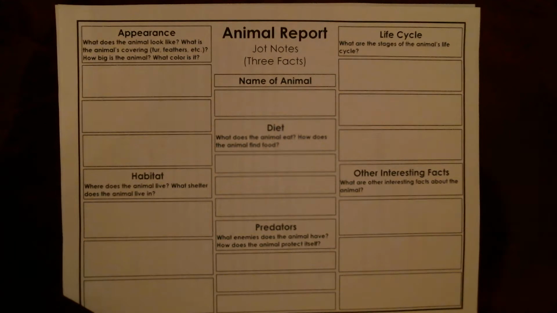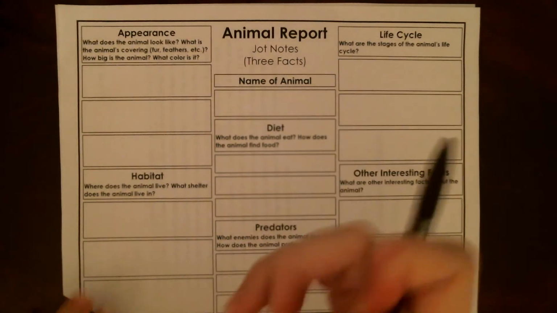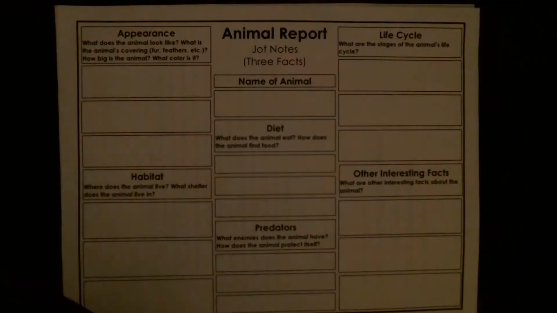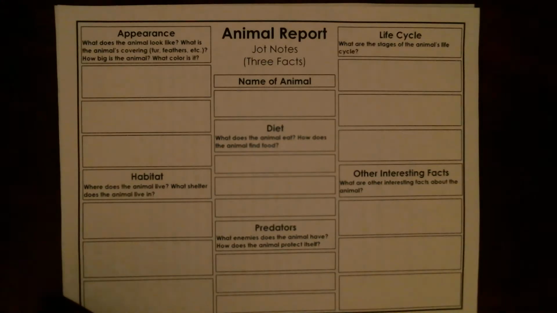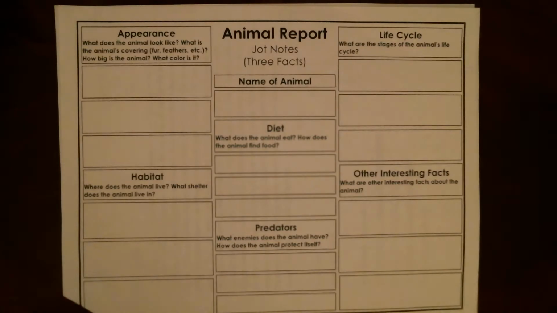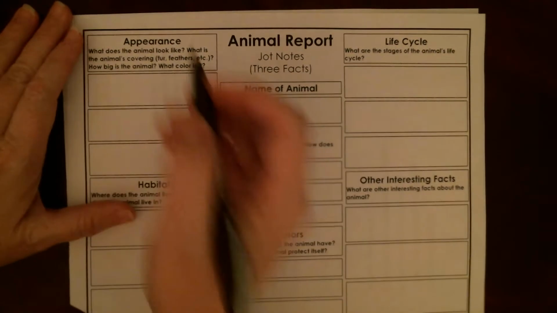Okay. So first thing we need to look at, you need to have at least 3 facts in each section. It gave you 3 boxes. If you want to put more facts, that's fine. You can kind of divide the boxes up and have more facts. The more facts you have, the better your report's going to be. Okay, so the first thing we want to do is write down the name of our animal, and please spell it correctly, guys.